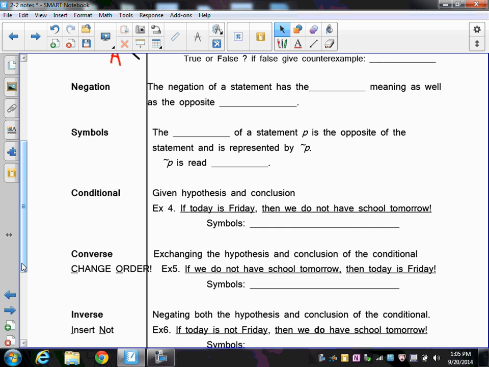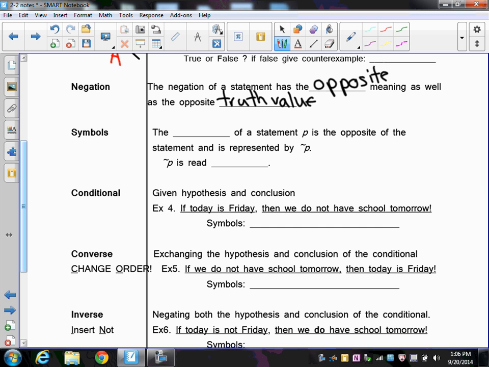Next, we have to define negation. The negation of a statement has the opposite meaning as well as the opposite truth value. So if we take a statement that's true and we negate it, that makes it false. And if we take a statement that's false, when we negate it, it becomes true. So that's what negation means.